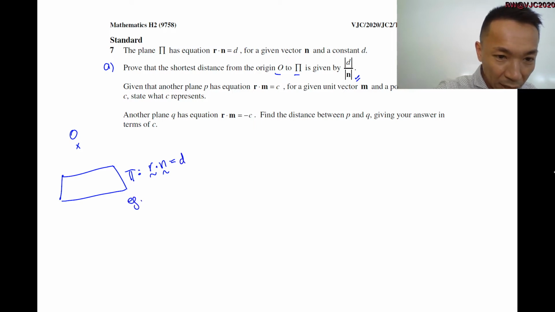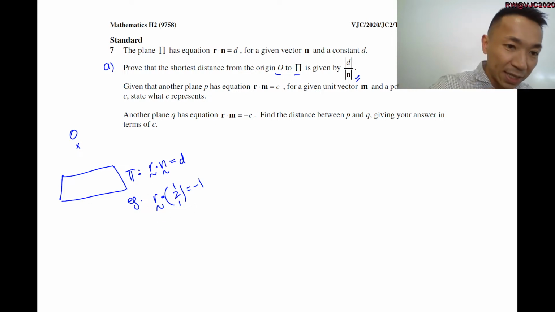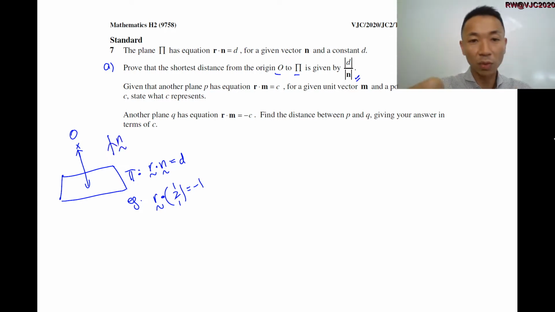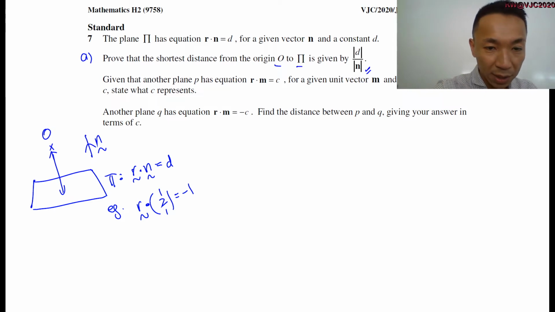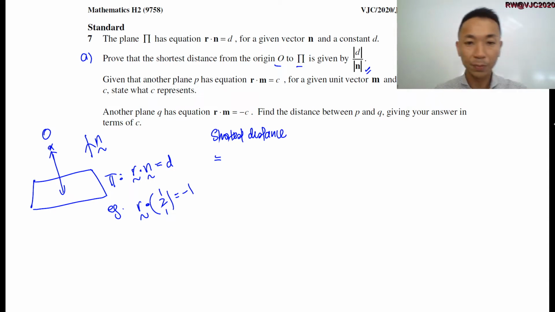Now for example, you see question 4, you have this kind of plane, right? This is just an example, for illustration. We are not going to use these numbers, but I'm just saying this is a general form. So you basically want this distance, right? And you know the normal vector is like that. How do you find the shortest distance from the origin to the plane?